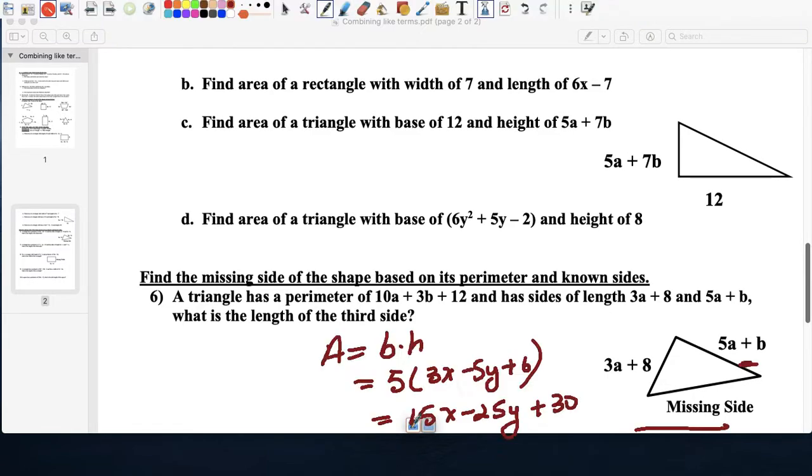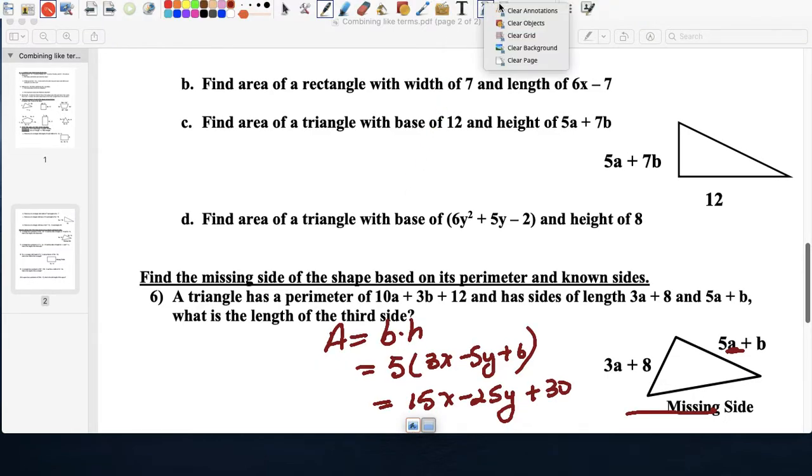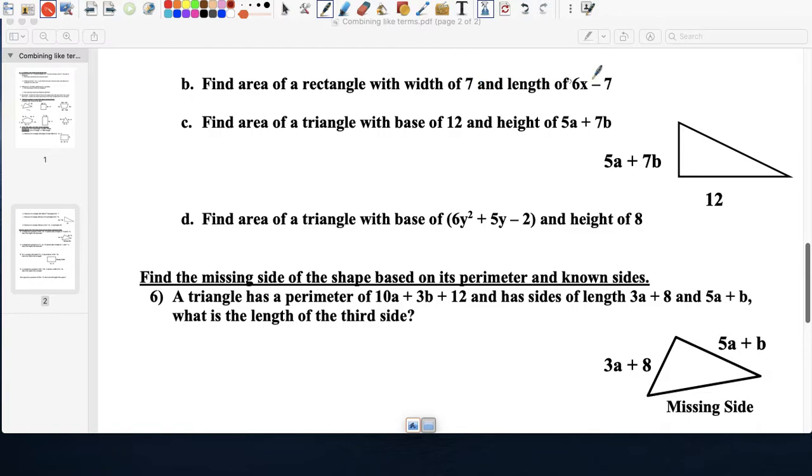All right, find the area of another rectangle where the width is 7 and the length is 6x minus 7. Again, a rectangle is base times height, length times width, whatever you want to call it. One is 7, the other one is 6x minus 7. And if you expand this, you get 42x minus 49.